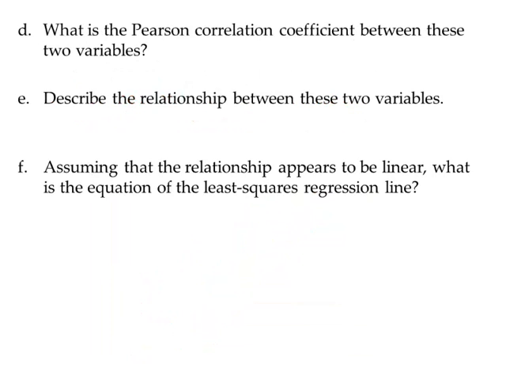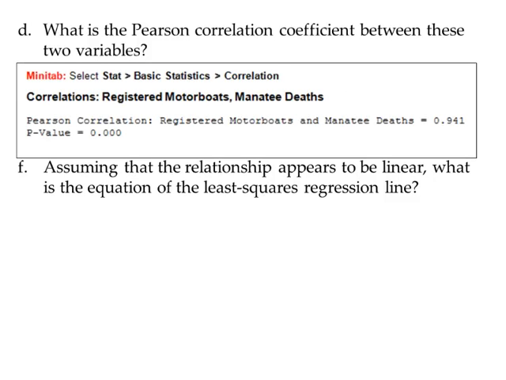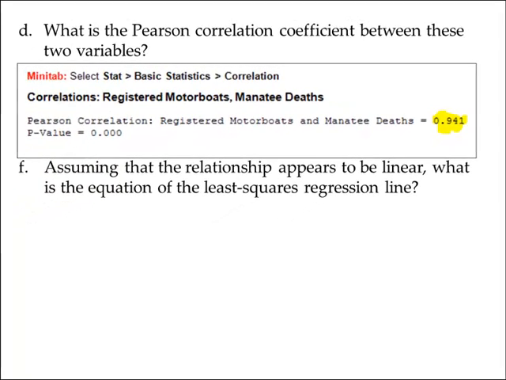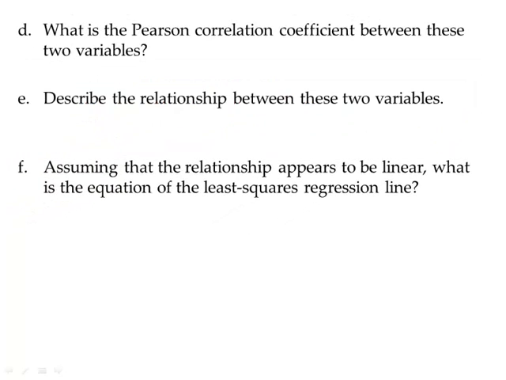Part D. What is the Pearson correlation coefficient between these two variables? If you recall, we computed this in the last video. We see that the value of R is 0.941.